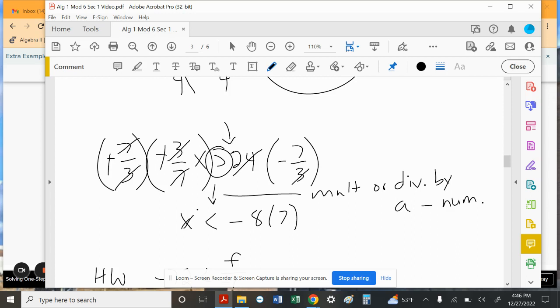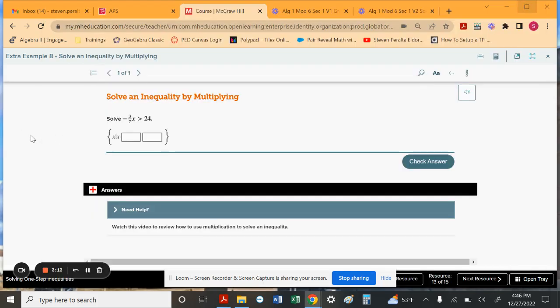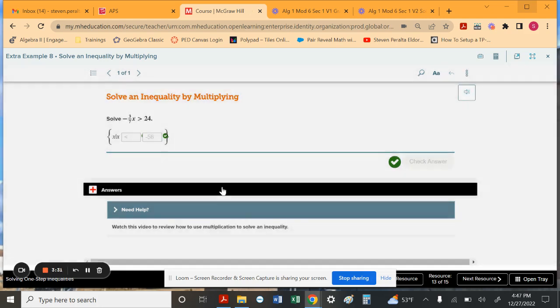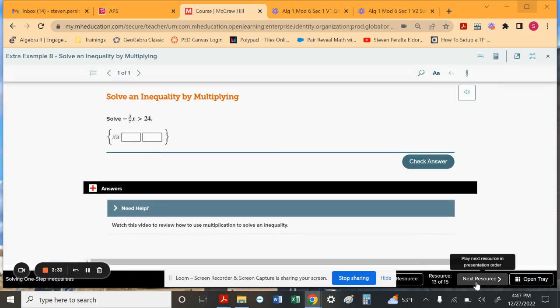So notice we have x is less than negative 8 times 7, which we have to do the math. So that is negative 56. So the answer would be x is less than negative 56. So here we do a less than, and we have negative 56. Check our answer, and we're good to go. Okay, so that's how we solve those types of problems. So you have to remember that rule. That's where you have to have it written down. That rule is very important, so you need to know that rule whenever we're dealing with those types of problems.